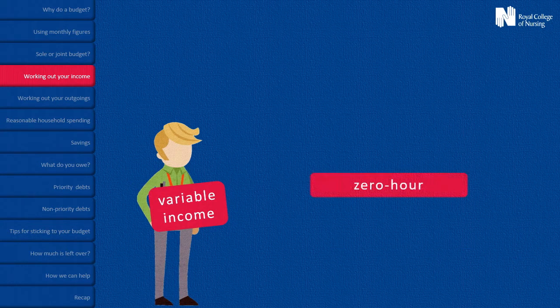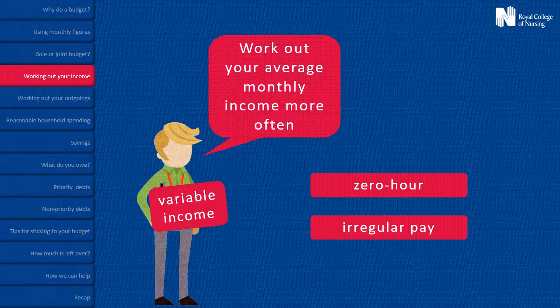If you are on a 0 hours contract, or your take-home pay changes a lot, meaning you don't know when or how much you will get paid, you will usually need to work out your average monthly income more often.